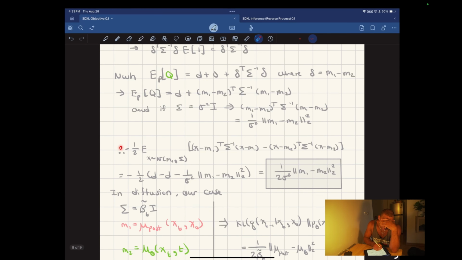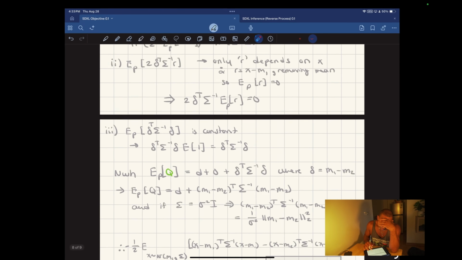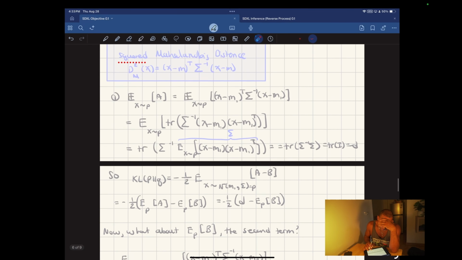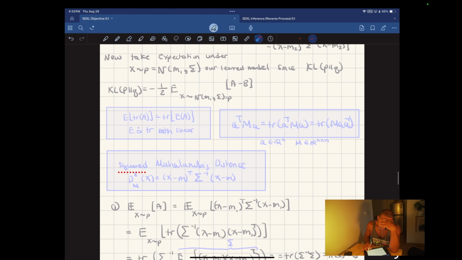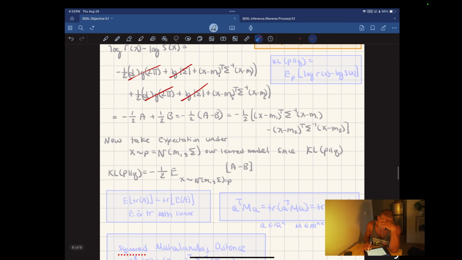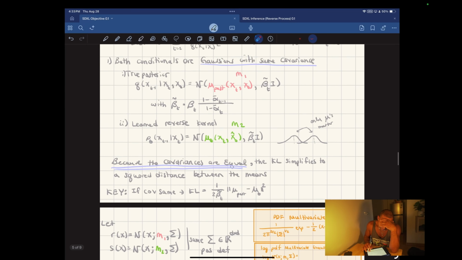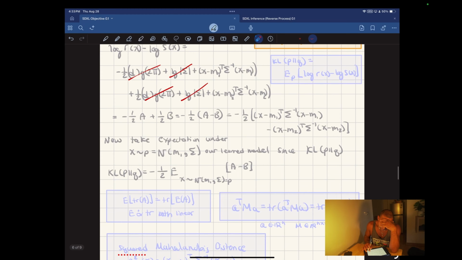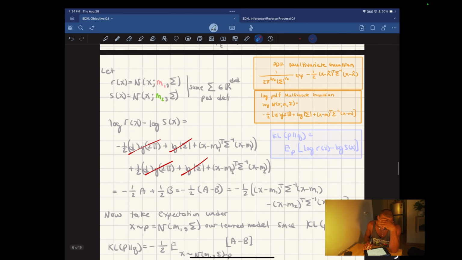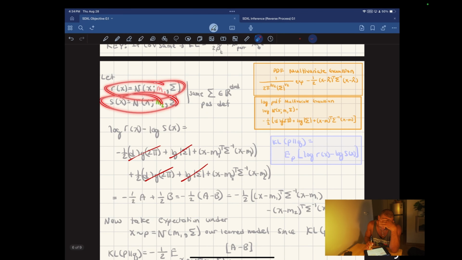So therefore, that's what these 3 dots mean. Going back to the very beginning where we were trying to figure out what this expectation is, the KL divergence, right? It's this expectation of A minus B, where this is A, this is B.